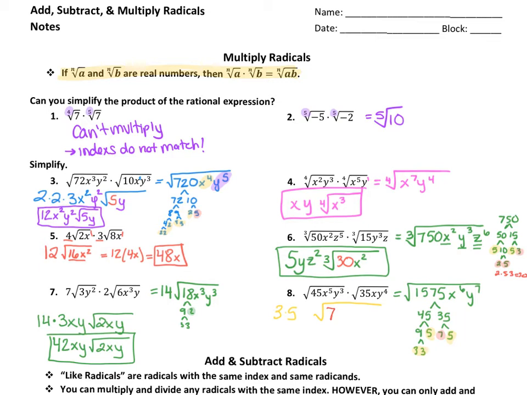Then if I'm looking at my variables, I have 6 x's. Well, that'll make 3 groups of 2 with no remainder. I have 7 y's, so that'll be 3 groups of 2 with 1 y remaining. So my final answer would be 15 x to the third, y to the third, square root of 7y.